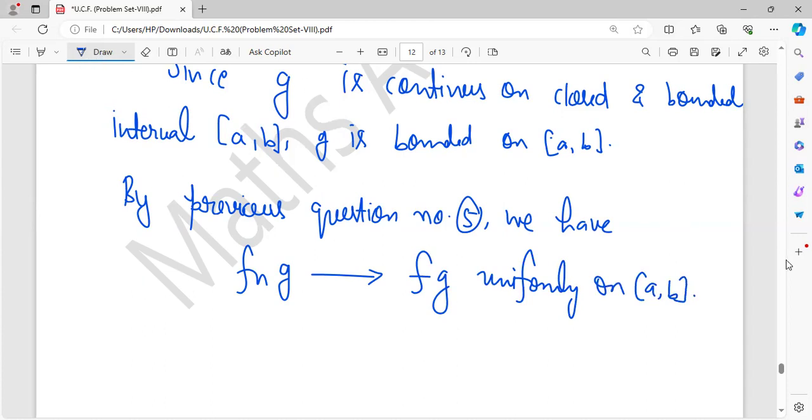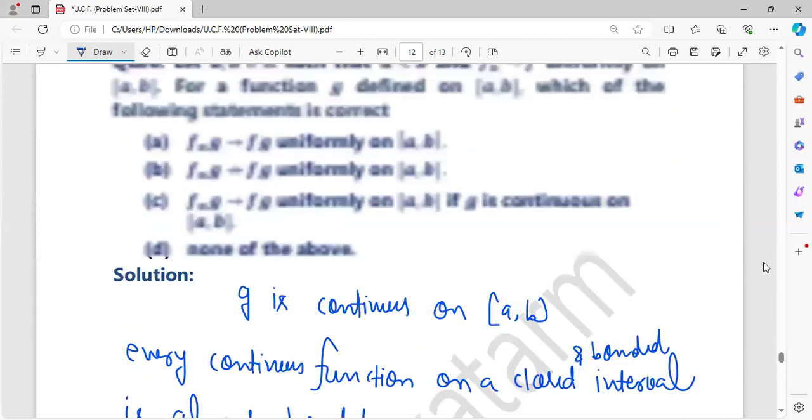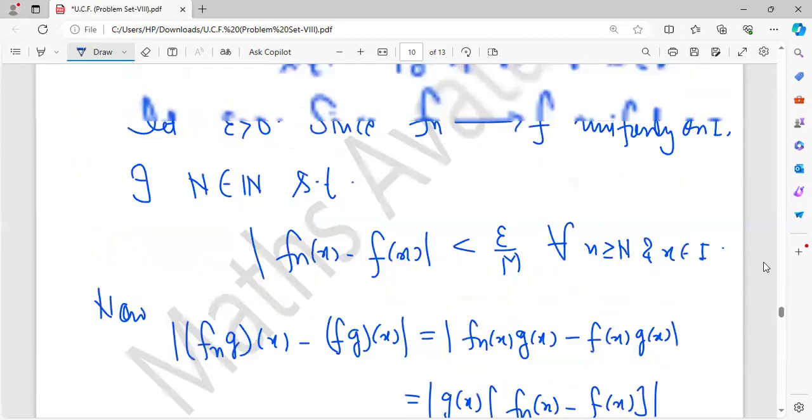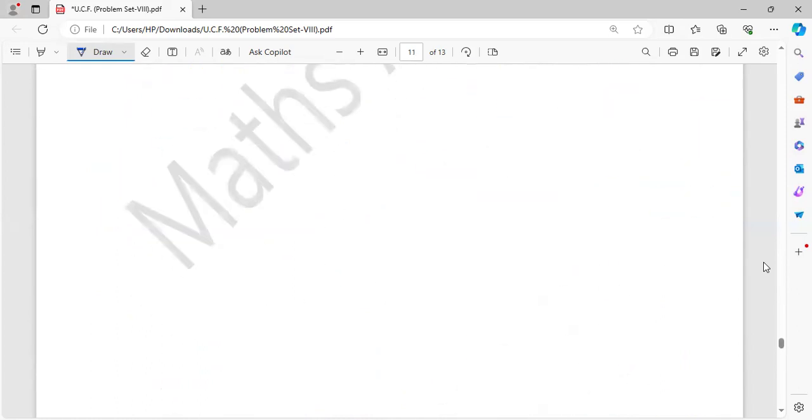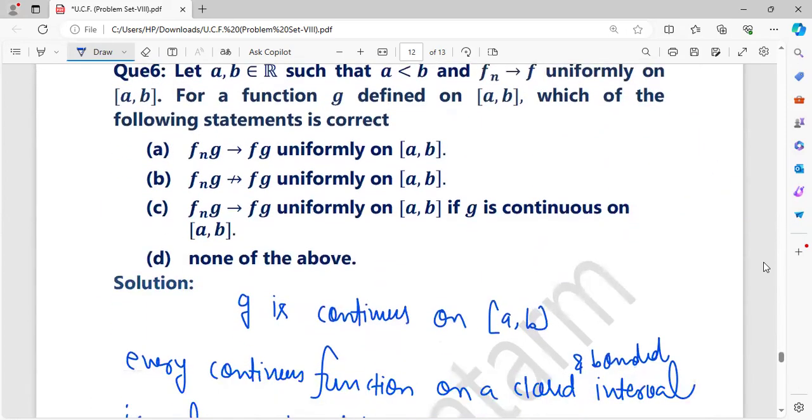What was the previous question? Here my I is the closed interval [a, b]. So it is the same question, only I is changing: in place of I, there is a closed interval [a, b], and G is continuous. A continuous function is always bounded on a closed and bounded interval. So by question number 5, option number C is correct. So we have completed all the questions of this problem.